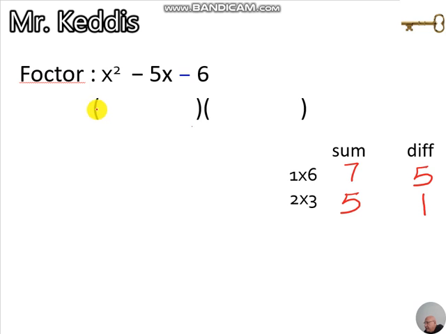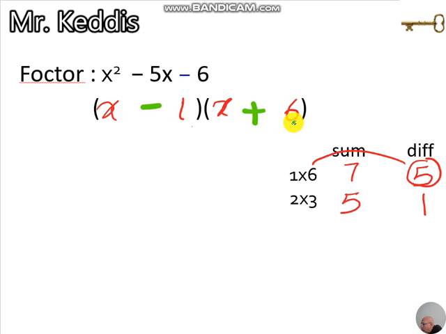Here, x and x. I choose 1 and 6 or 2 and 3. Because the sign is negative, I look under the difference, and this corresponds to 1 and 6. Because the sign here is negative, the two signs must be different. One is negative and one is positive.